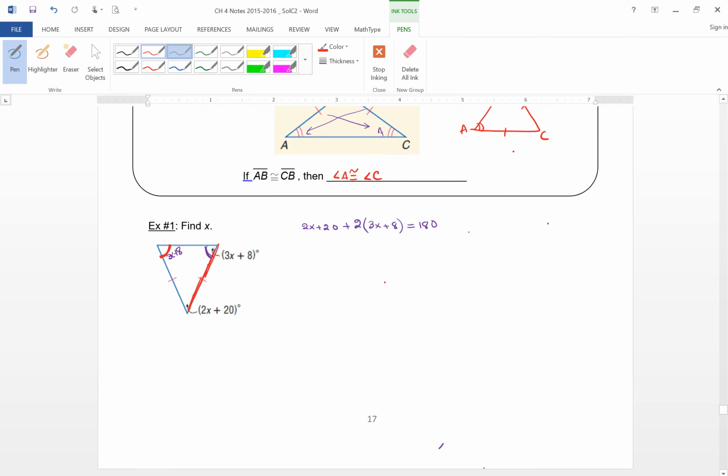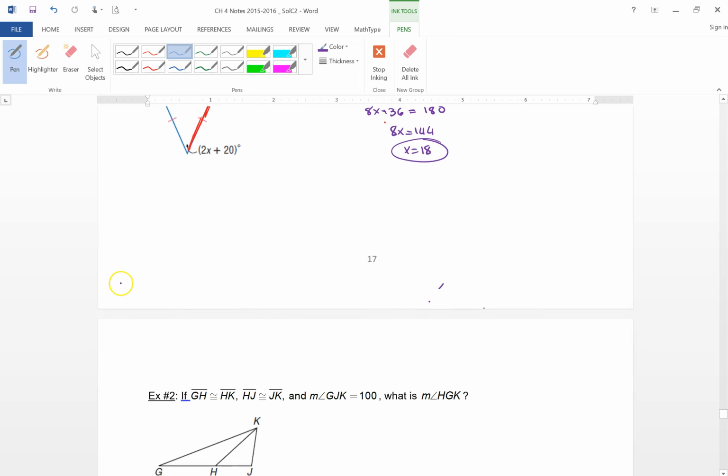All right. So back to this problem. It's just the algebra we have left. We have 2x plus 20 plus 6x plus 16 equals 180. So 8x plus 36 equals 180, meaning 8x is 144. And x is 18. Okay? So that's how we find x.